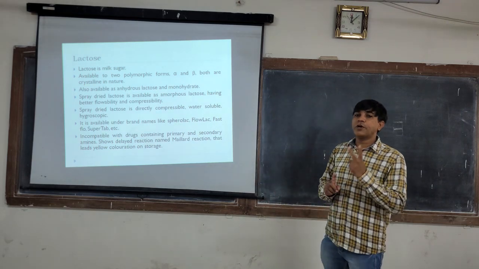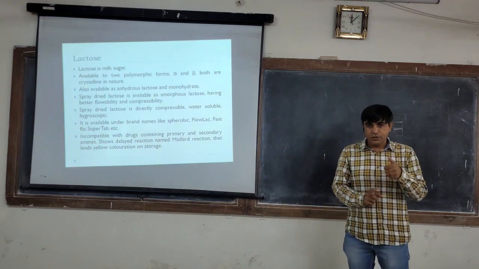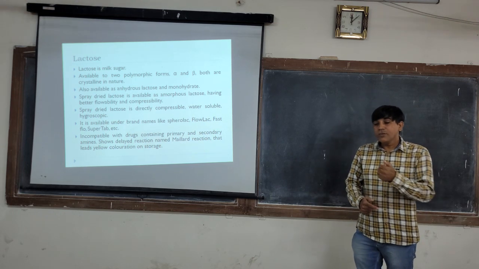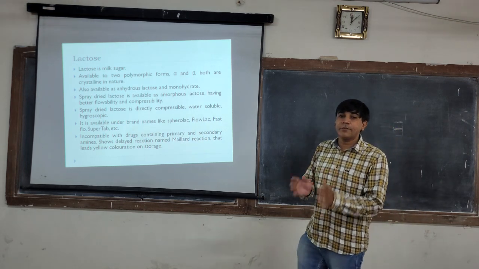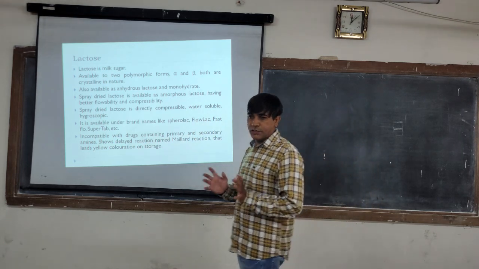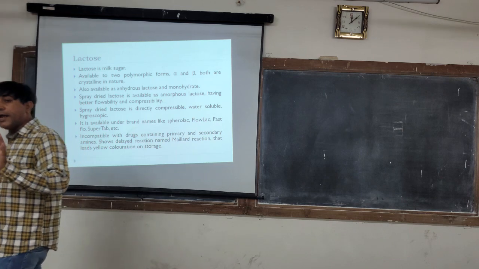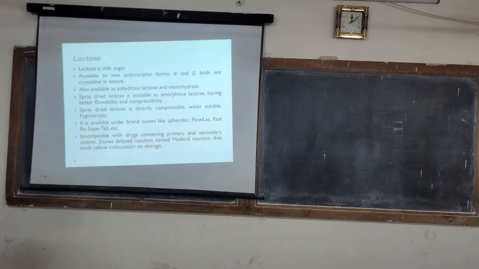This imparts two important properties in lactose. Because of sphericity, it has better flow. And because of porosity, it has better compressibility. These are two essential attributes which are required in order to become a directly compressible excipient. So, spray dried lactose is a directly compressible excipient. It is GRAS listed, that is generally regarded as safe. It is also included in IIG, that is the inactive ingredient guide of US FDA.